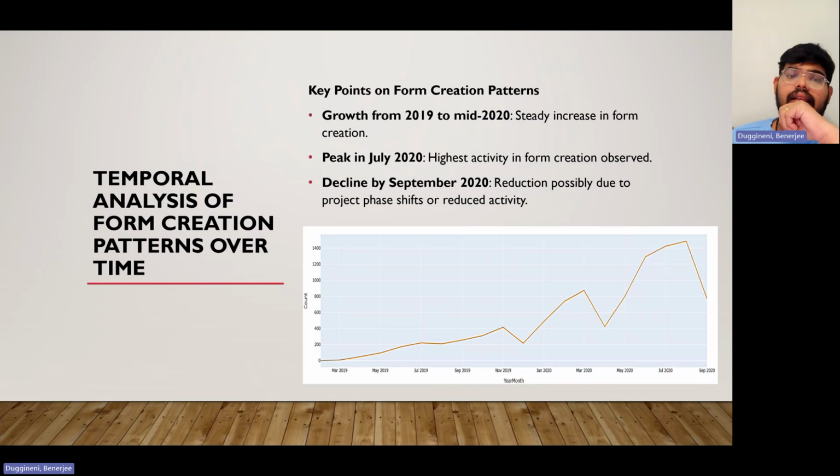Coming to the temporal analysis of form creation patterns, as you can see, there is growth from 2019 till almost mid-March. There is a steady increase in form creation, and it peaked in July 2020. It then gradually declined, possibly due to project phase shifts or reduced activity.